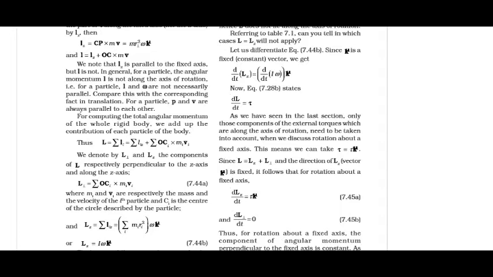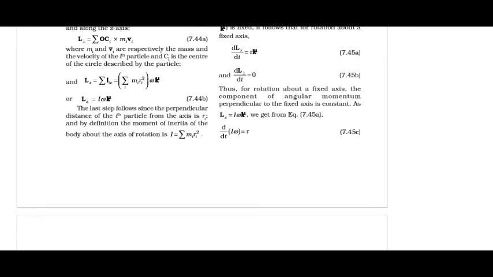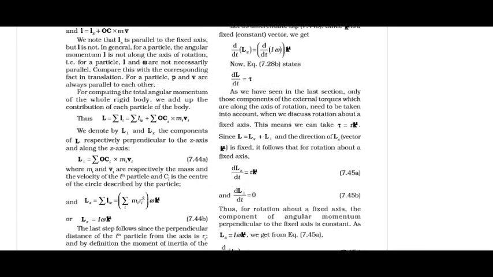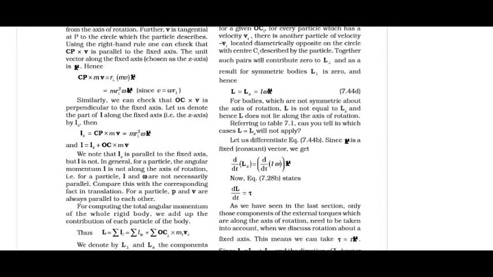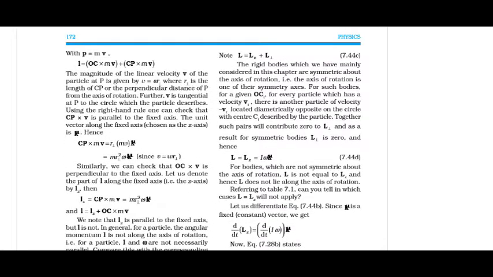Lz is equal to I omega. The last step follows since ri is the perpendicular distance of the ith particle from the axis, and by the definition of moment of inertia of the body about the axis of rotation, I is equal to sigma mi ri square. So L is equal to Lz plus L perpendicular.